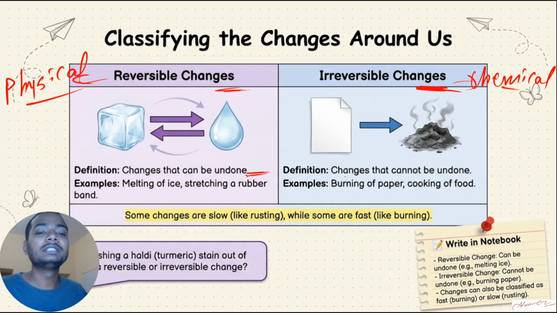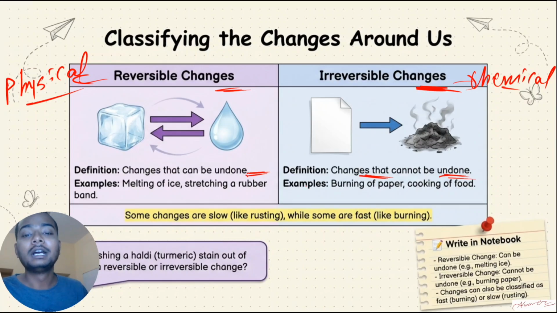Talking about irreversible changes, these cannot be undone. Let's say you take a paper and you burn it, it will convert to ash. Now using that ash, you cannot get back that same paper again. That's not possible. So this process cannot be undone. Once it is done, it is done. This type of process is called an irreversible change or a chemical change.